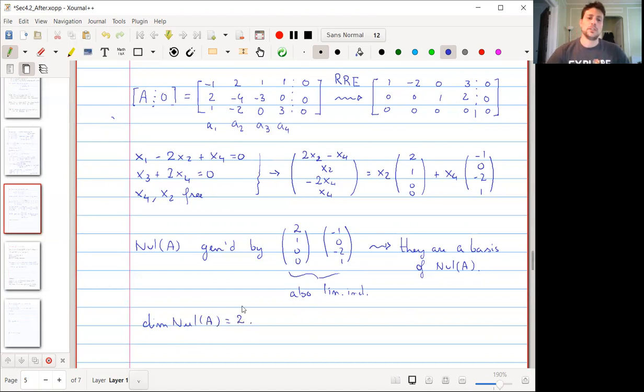This is not a coincidence. This 2 here is equal to the number of free variables. In other words, it is equal to the nullity of the matrix A. We'll think more about that in the future.